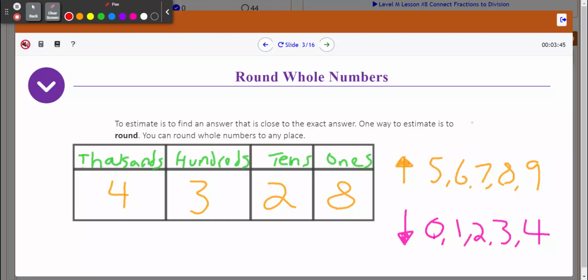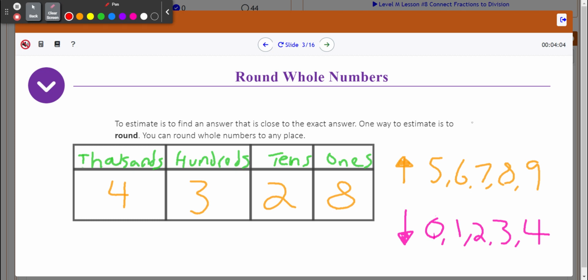Lesson 2, round whole numbers. So, when you're rounding numbers, there's only two options. You can round up or you can round down. Now, rounding down is a little misleading because what happens is the number is actually staying the same, but I'll explain that later. Let's start with rounding up.